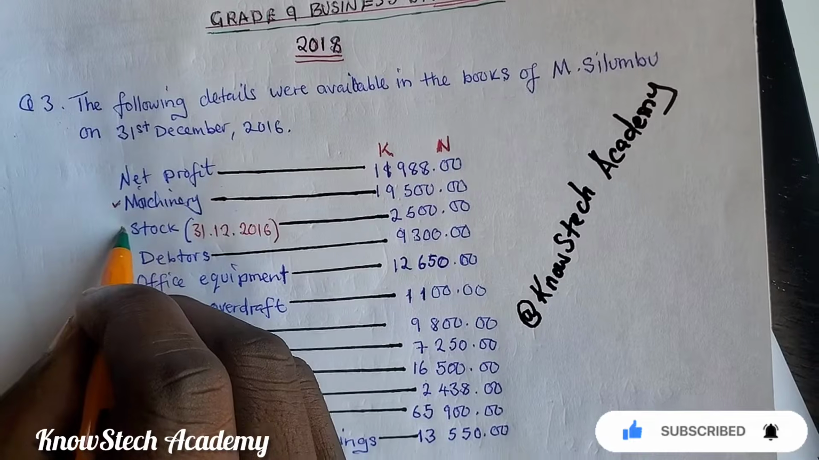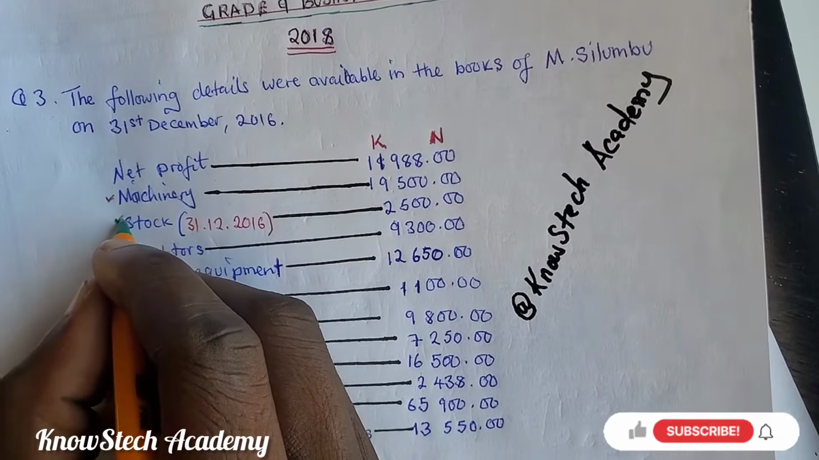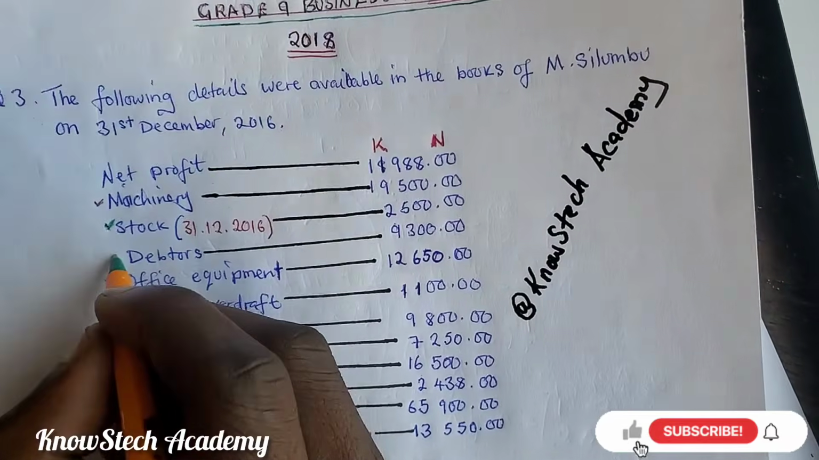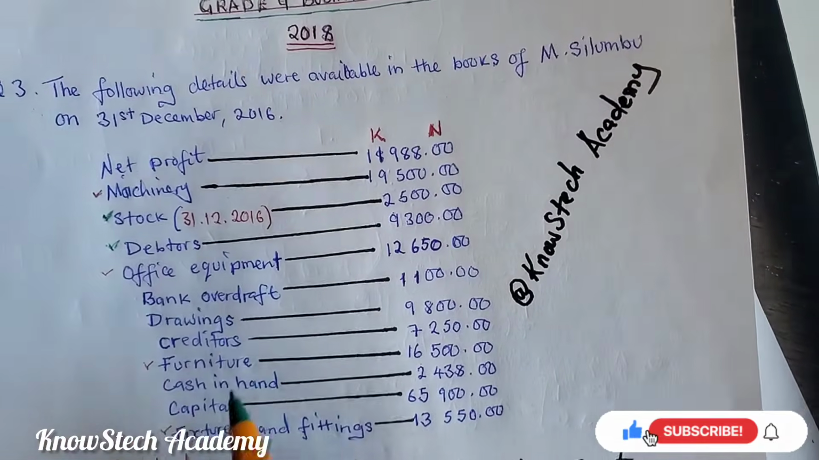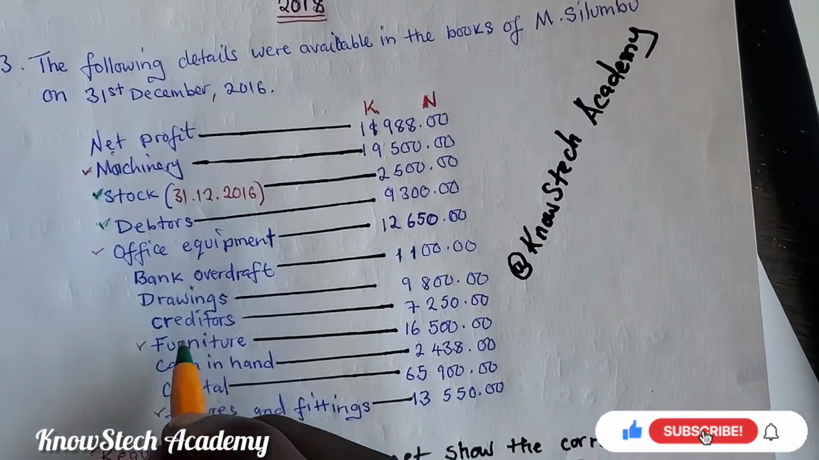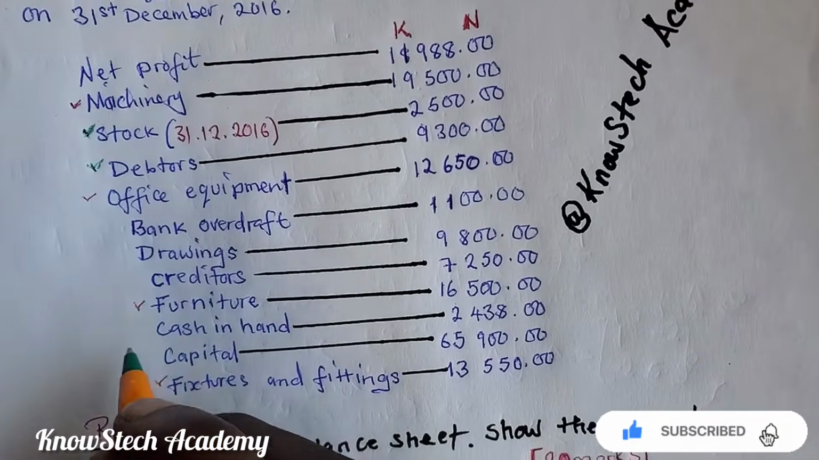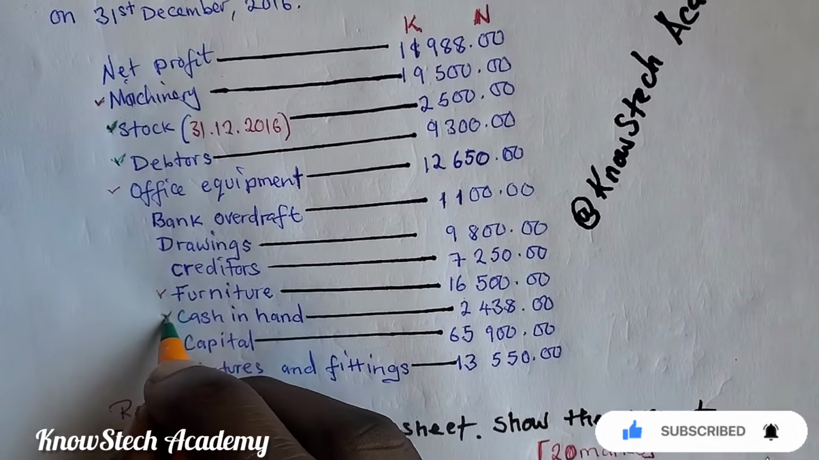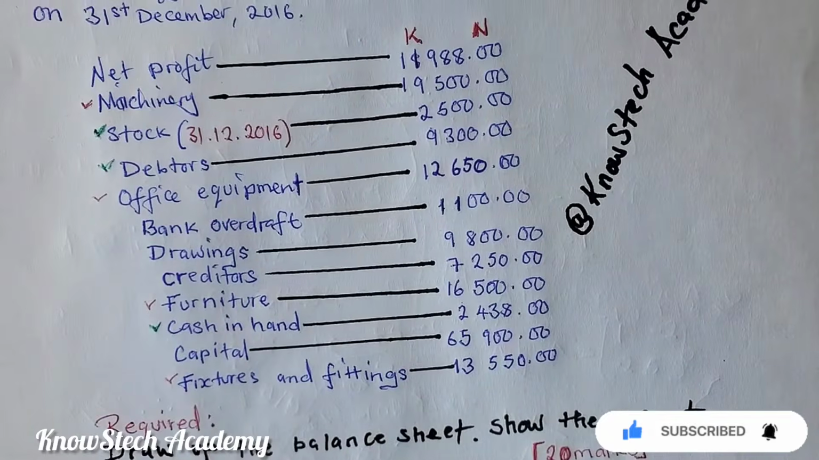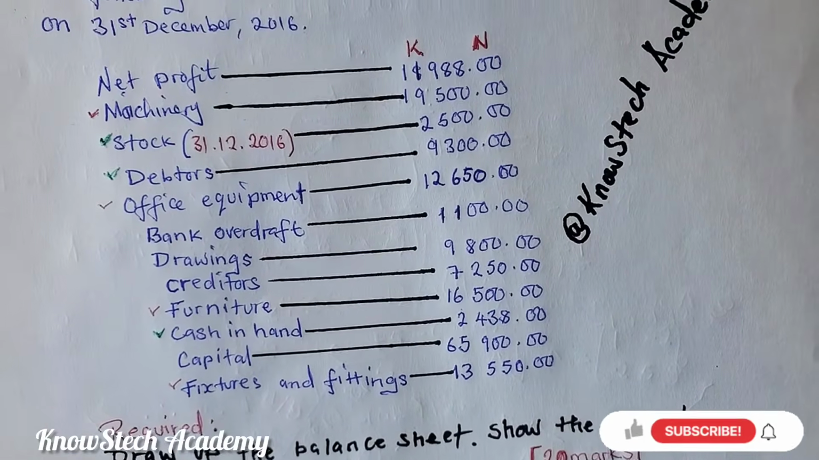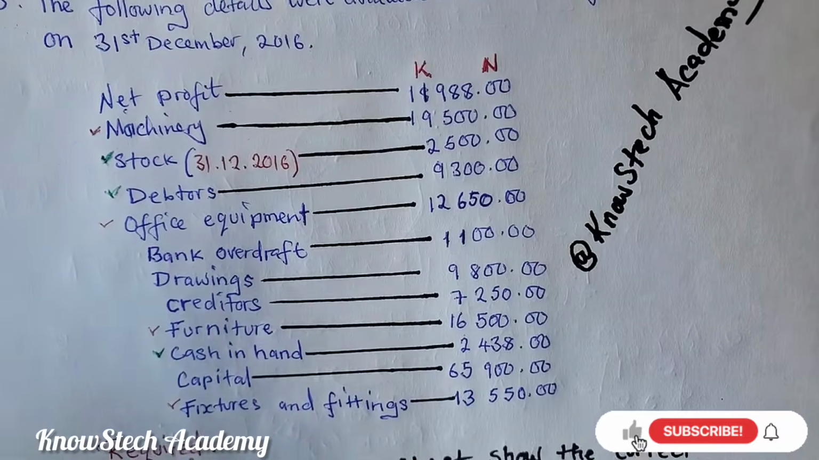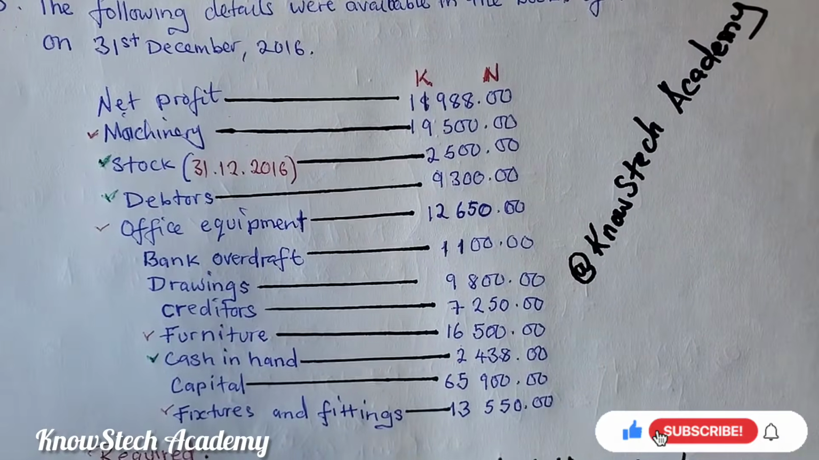So we have one, this one, stock is a current asset. Debtors are also current assets. What else here? Cash in hand is also a current asset. So we only have 3. Okay, in this question we only have 3.